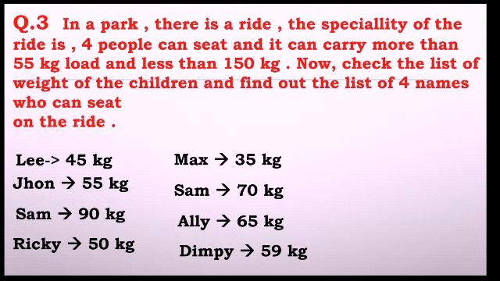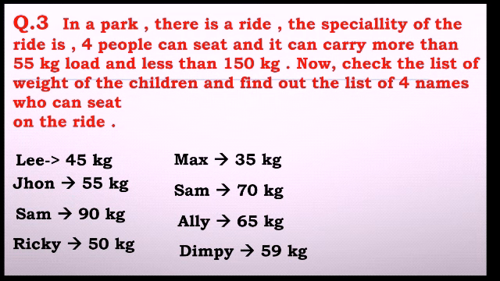Okay, let me read the children's names and their weights. Lee 45 kg, John 55 kg, Sam 90 kg, Ricky 50 kg, Max 35 kg, Sam 70 kg, Ali 65 kg, Dimpy 59 kg. So these are the weights of the children.